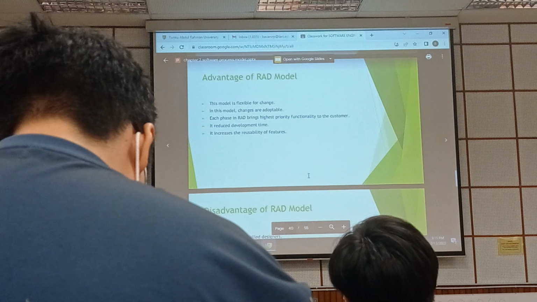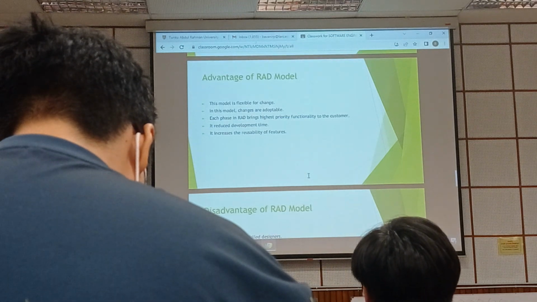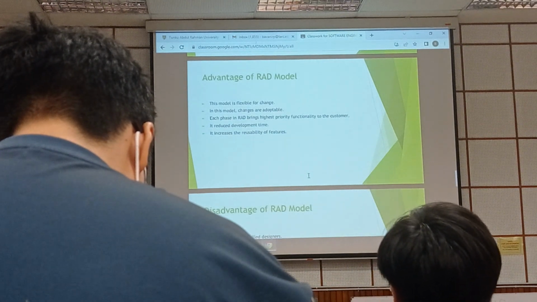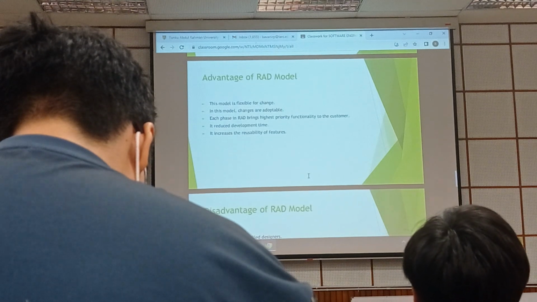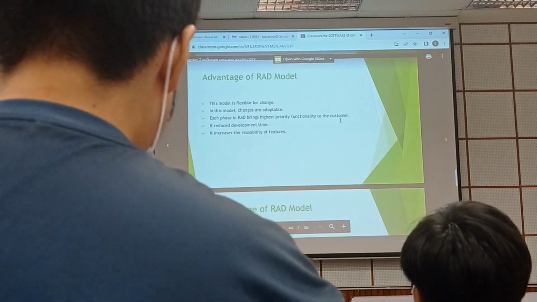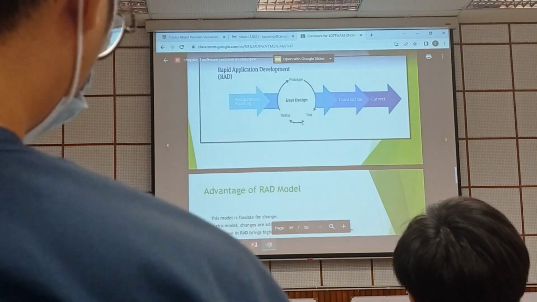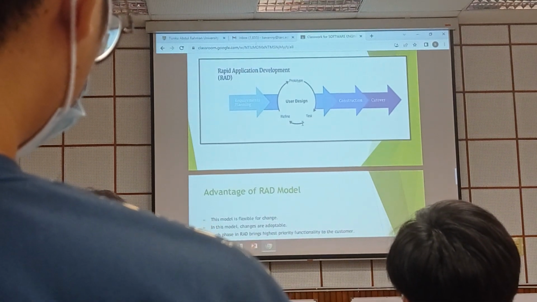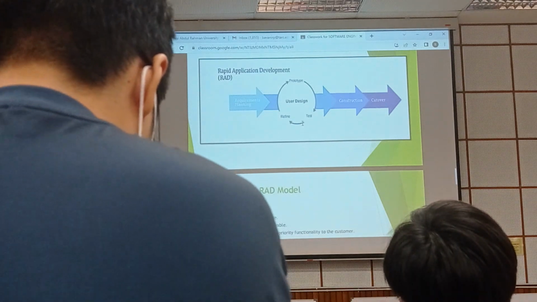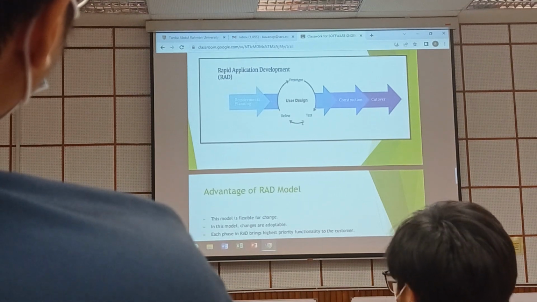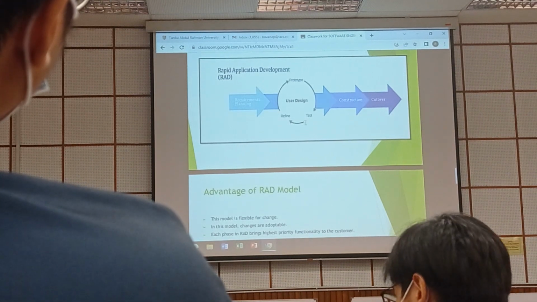The advantages here is this model is flexible, where you can change the requirements. Okay, and the changes are adaptable. And each phase in RAD is a higher priority for sending to the customer. Because as you can see in here, the prototype, until the customer is not happy with the prototype, you need to test it, you need to refine it, you need to do this loop again and again and again. Understand? Okay?